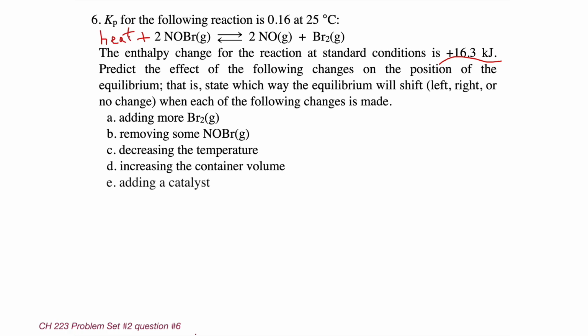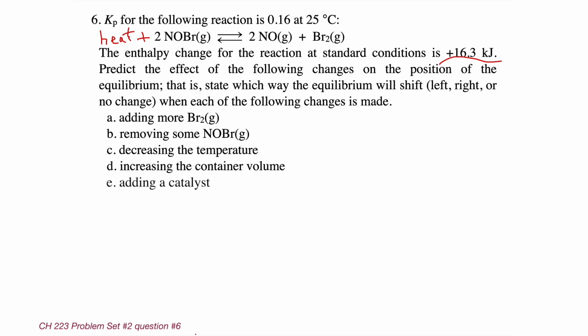If you have an endothermic reaction, you should literally write in heat as a reactant because it's going to be helpful to us. So positive delta H means endothermic, and endothermic means heat is a reactant. You need that heat to make this happen. Exothermic, you'd have heat on the product side, and your delta H would be negative. But anyway, we can use this information to predict the effect of the following changes on the position of equilibrium.